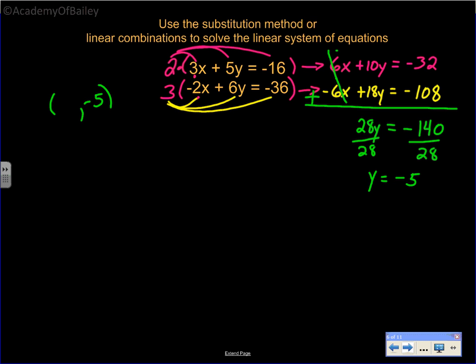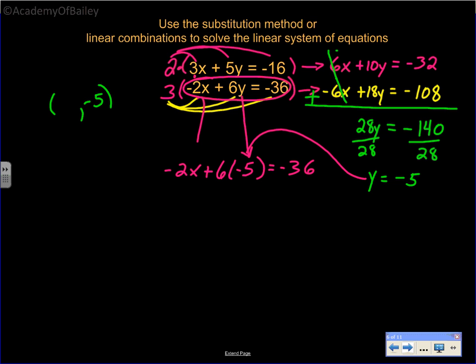So since y is negative 5, which one do you want to plug it into? It doesn't really matter, either one you're going to get x. So we're going to plug it into the bottom one: negative 2x plus 6 times negative 5 is equal to negative 36. You notice this is y, but where are we getting that from? We're getting it because y is equal to negative 5.